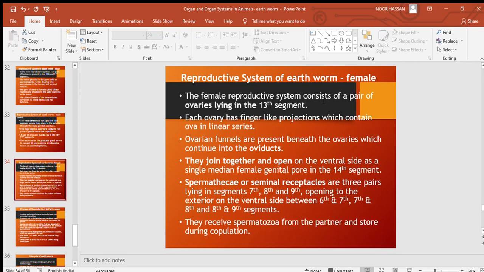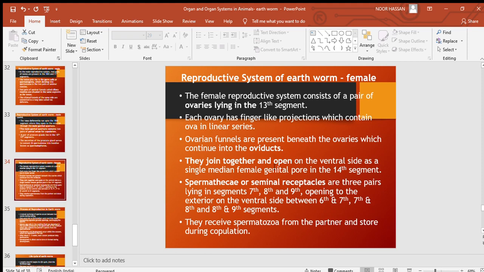Female reproductive system consists of a pair of ovaries lying in the 13th segment. Each ovary has finger-like projections which contain ova in linear series. Ovarian funnels are present beneath the ovaries, which continue into oviducts.